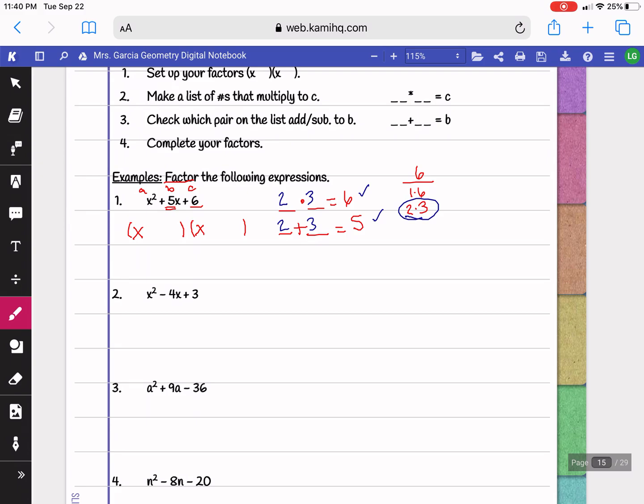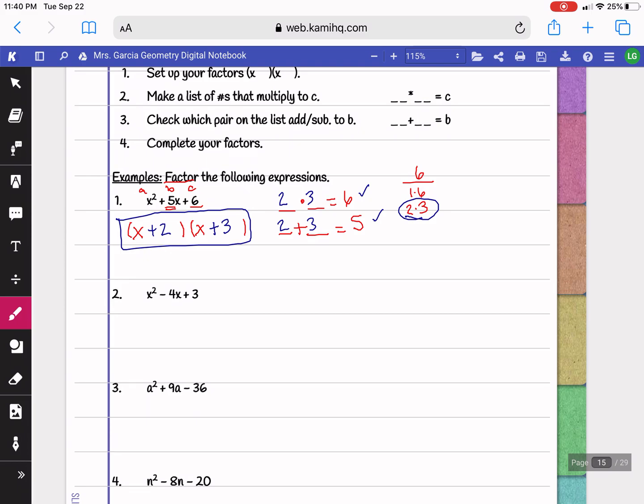So in my first factor, I'm going to fill it in now. We have x and a positive 2. And our second factor, I'm going to fill in the positive 3. So our factors are x plus 2 times x plus 3. And if you check, if you were to multiply everything here, you would get x squared plus 5x plus 6.